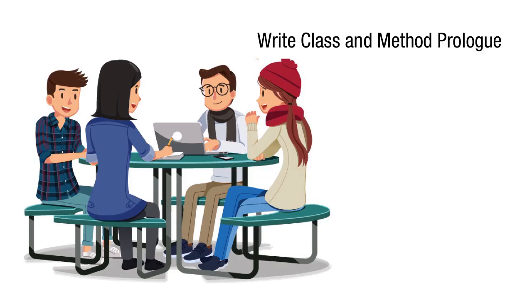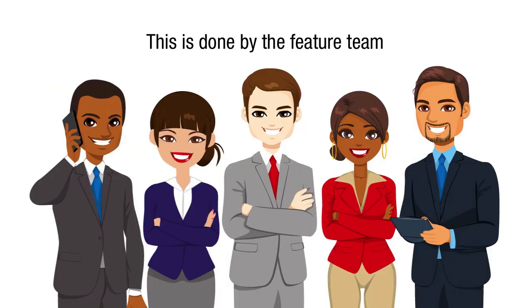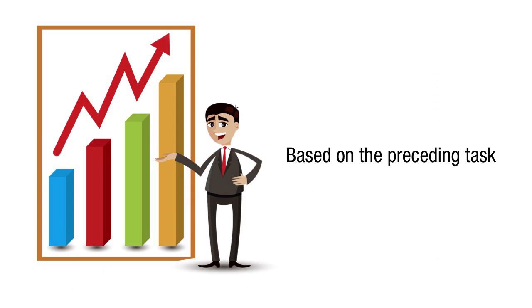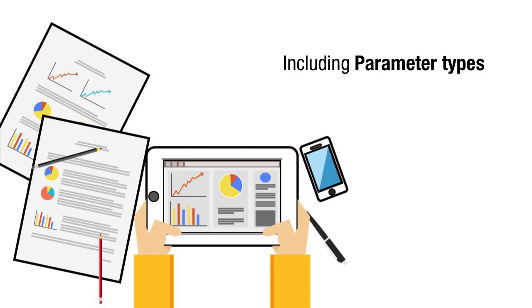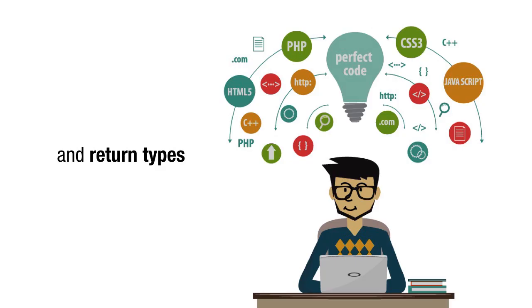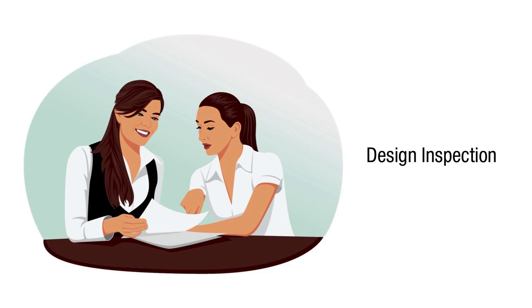Write class and method prologue. This step is required. This is done by the feature team. Based on the preceding task, each class owner writes the class and methods prologue, including parameter types, return types, and so on. Design inspection. This step is required.